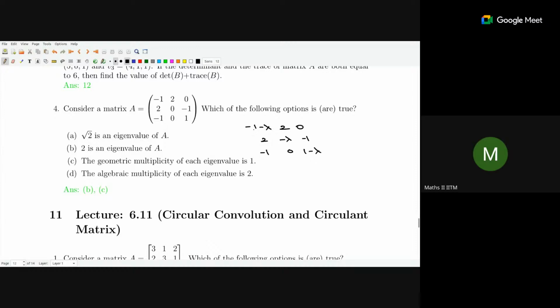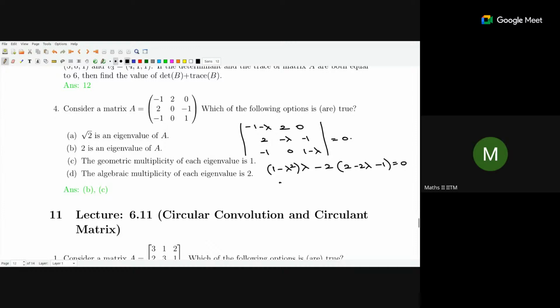And then we will use some trial and error methods. Okay. So it is 1 minus lambda whole square lambda. So 1 minus lambda square lambda minus 2 times 2 minus 2 lambda minus 1. But I don't think I made a mistake.